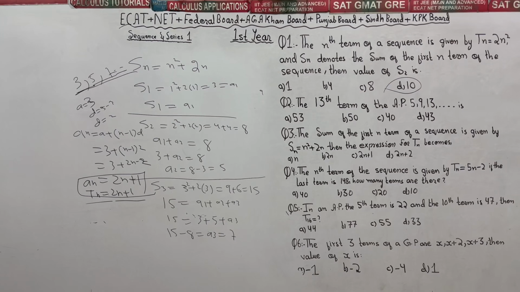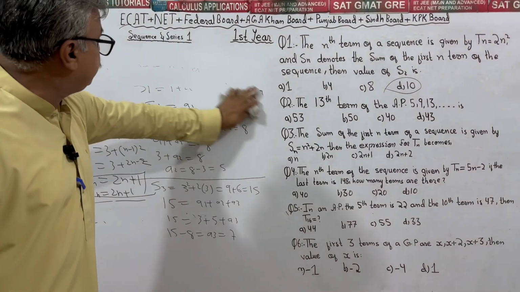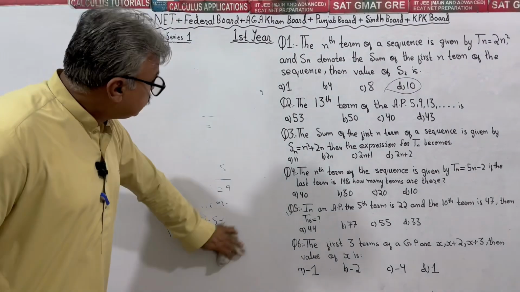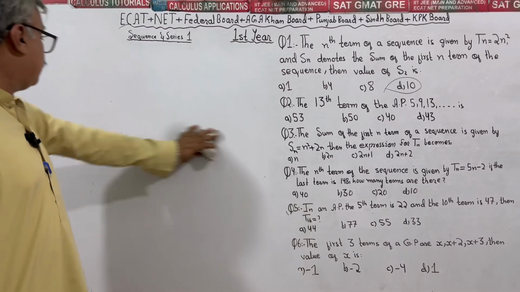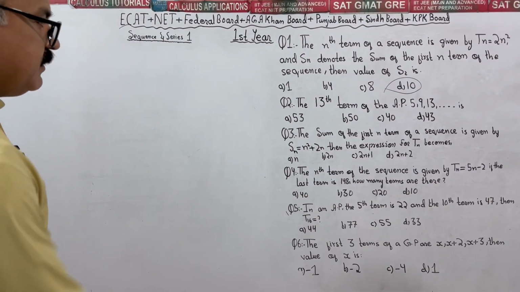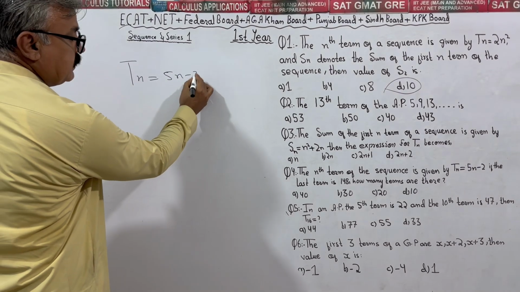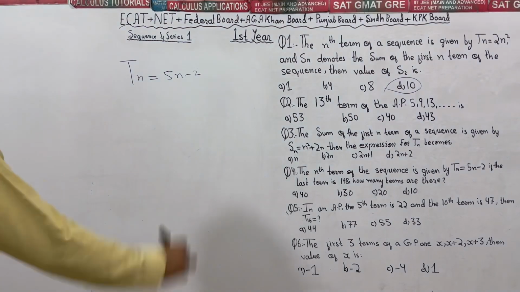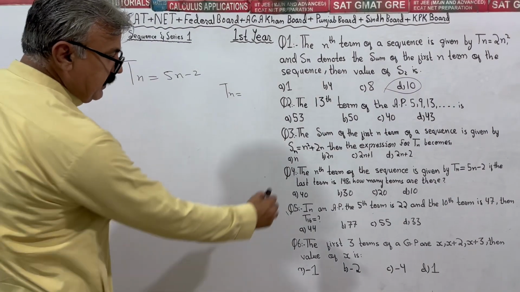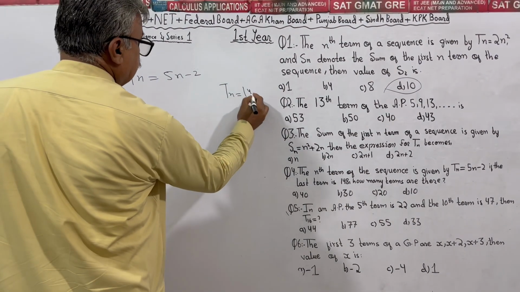The nth term of a sequence is given by this one. If the last term is 148, another base-making question, how to utilize these recursive relations, what is given, what we have to find out, how to connect them, it's really very easy. Now, the nth term of a sequence is given by Tn is 5n minus 2. The last term denoted by Tn, it's given to us. That is our 148.